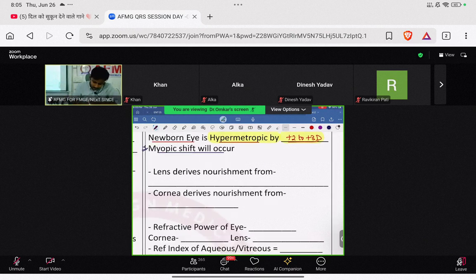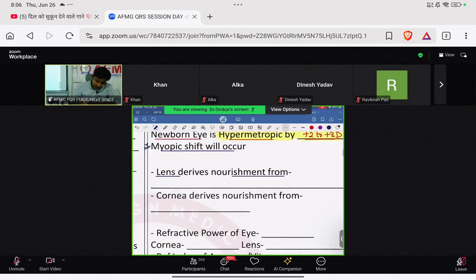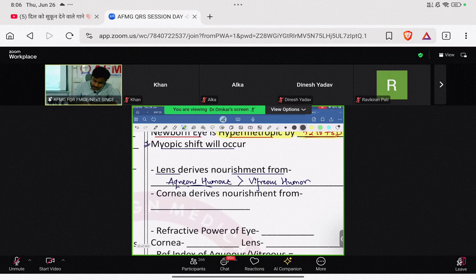Next important, we have discussed this. The lens derives the nourishment from both aqueous as well as vitreous humor. So the lens mainly derives the nourishment, बच्चे, from the aqueous humor followed by the vitreous humor. Because it is avascular, it has to maintain the transparency, so blood vessels cannot be present inside it.